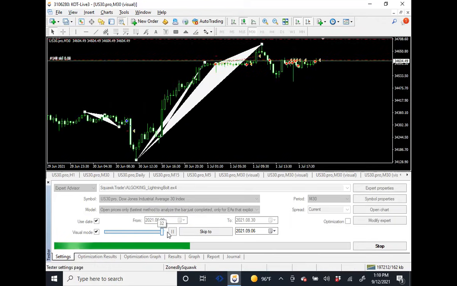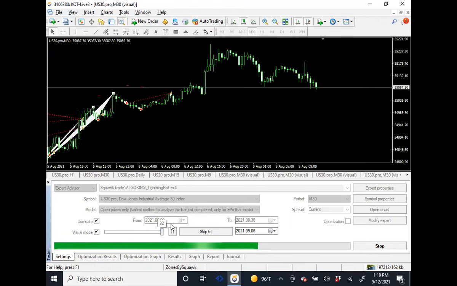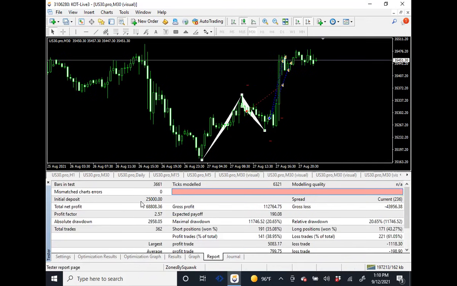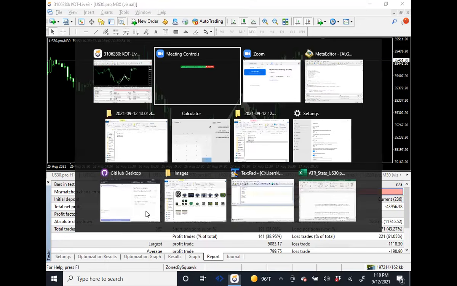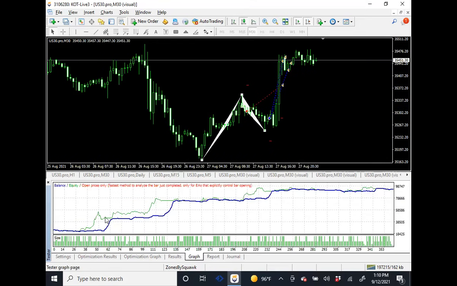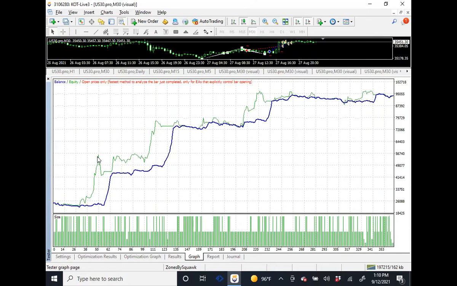So I'm going to speed this up and show you exactly what the graph looks like. Right now, the report shows it started at 25,000 with a total net profit of 68,000, over, I think, June to current day, about 3 months. But that's not the important part right now. What's important is these spikes, and that green line means account equity.